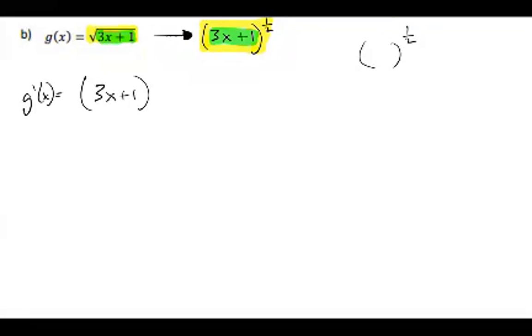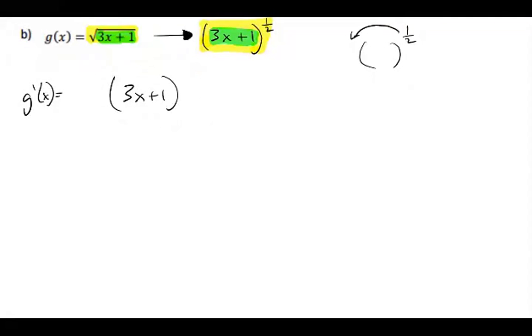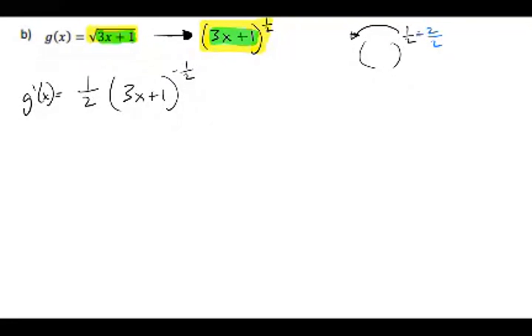So what did we do with power rule? What am I going to do with that 1/2? Move it to the front. Good. And then what did I do after that? Subtract 1 from it. So I'm going to get negative 1/2, right? Subtract 2 over 2. Right?